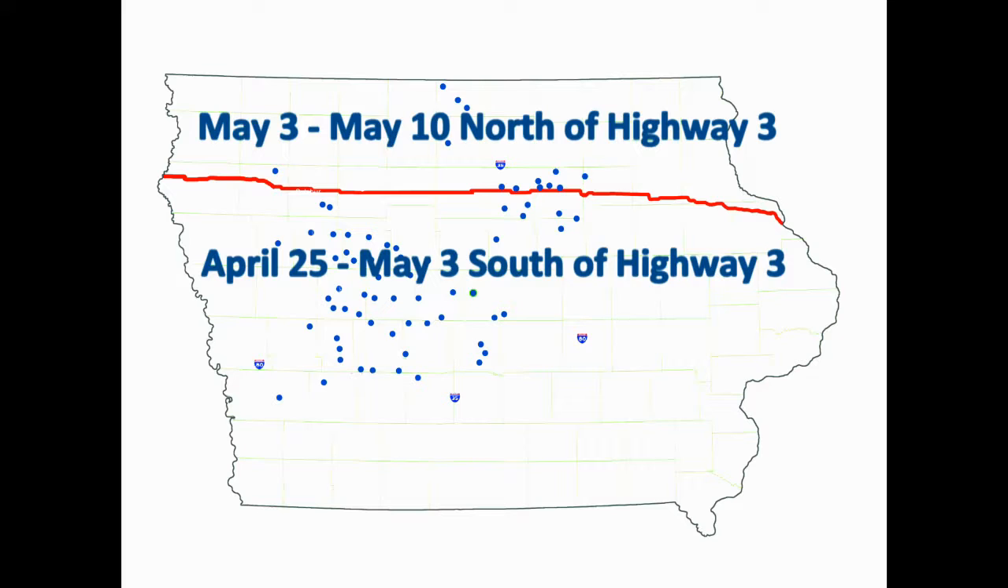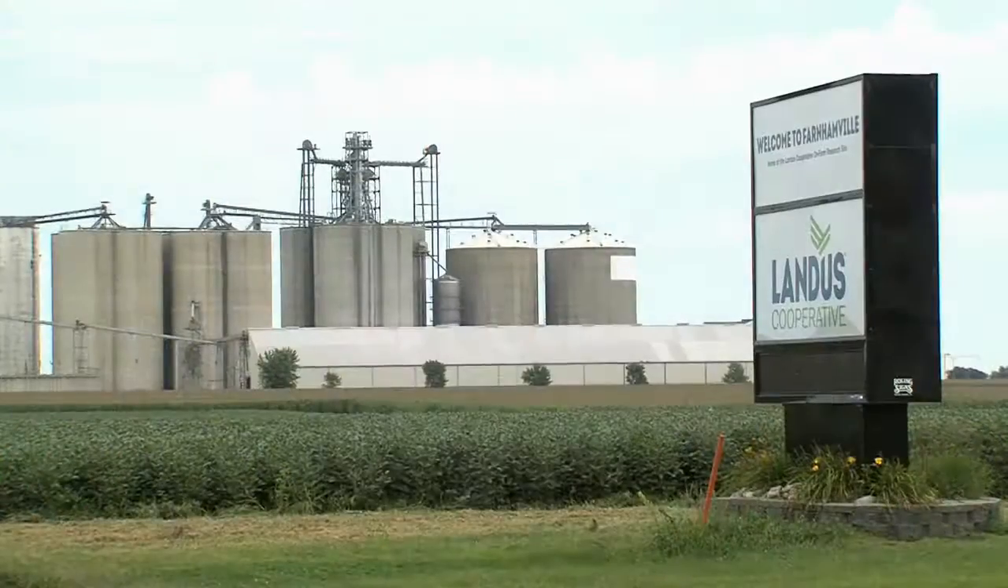Every day that you get past the optimum planting dates in your prospective area, you can count on losing half a bushel per acre per day, which equates to about $5 per acre per day, which could become a huge number if you catch an untimely rain.